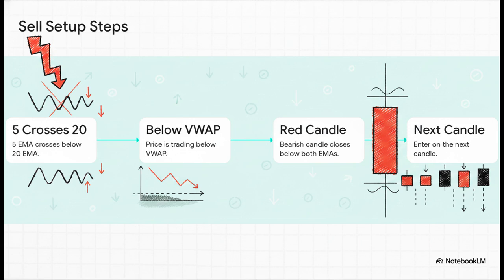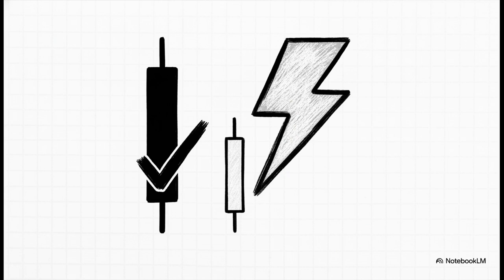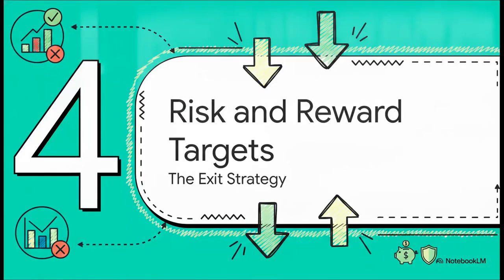This symmetry is absolutely fantastic for building muscle memory and rapid recall when you're in the heat of a live market. And the second that strong red candle closes, boom, you enter on the next candle. Swift automatic execution is required the exact moment that next candle opens. No hesitation at all. The setup has been confirmed by the close, the indicators are aligned, the price is below VWAP, so you execute. Let's wrap things up with Section 4, Strict Risk and Reward Targets, the exit strategy.